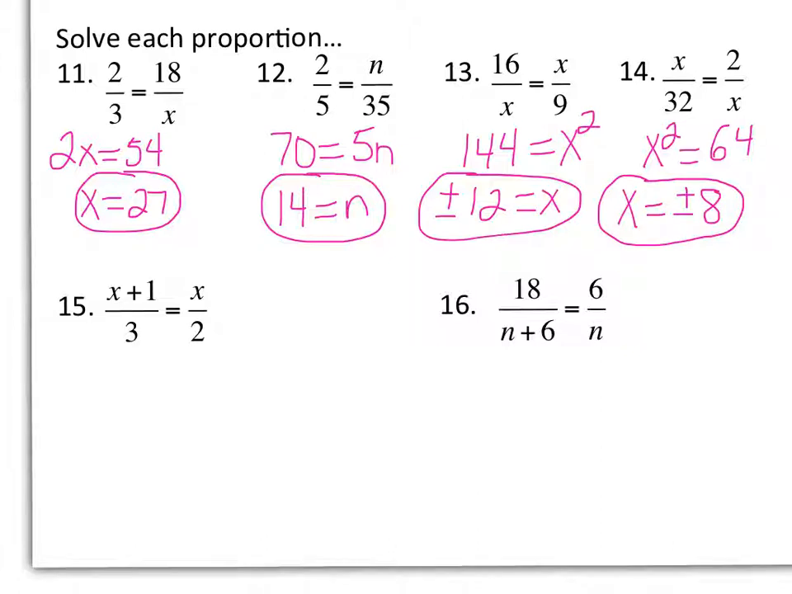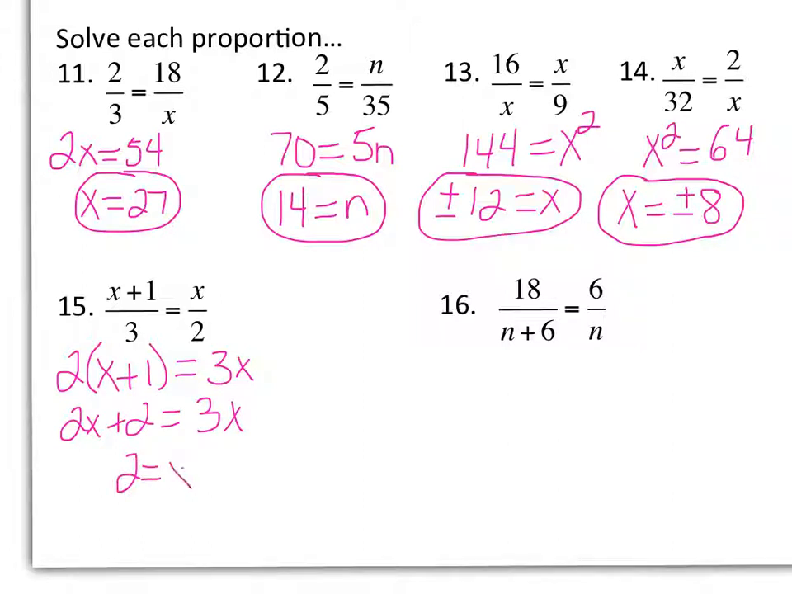Now in 15 and 16, our proportions get a little more complex where we have an expression in one of our ratios. So in 15, I'm still taking the cross product, but this time we're taking 2 times x plus 1 equal to 3 times x. And make sure you write with parentheses because we have to distribute to both terms. Subtracting 2x from both sides, we get that x equals 2.